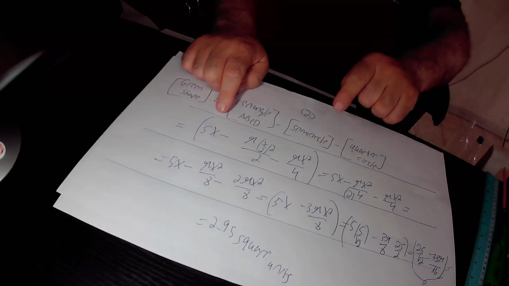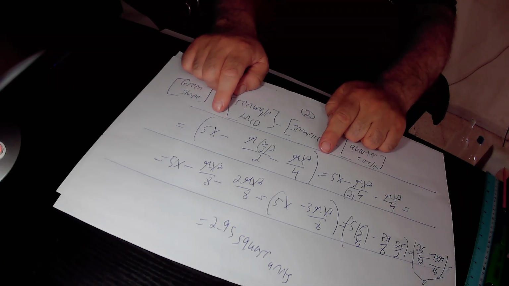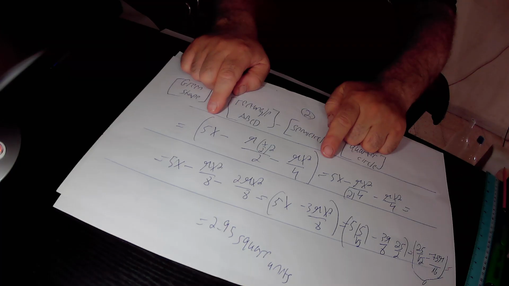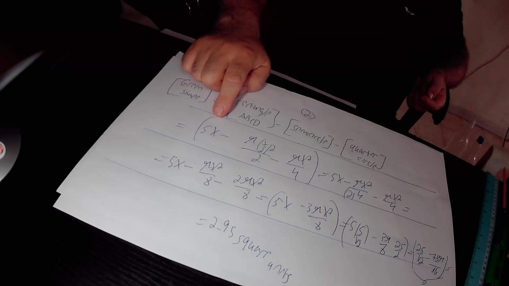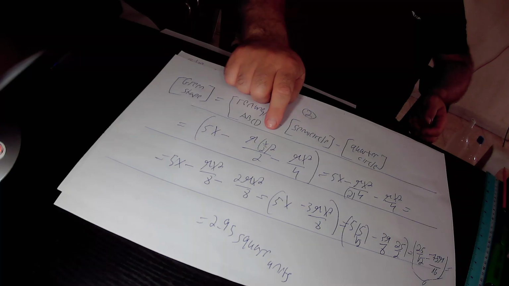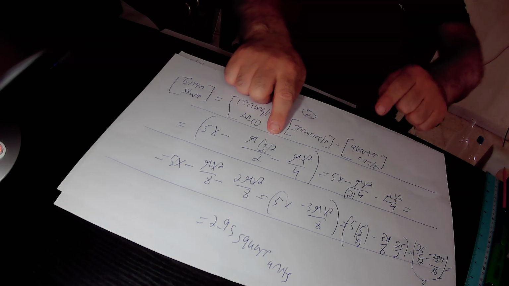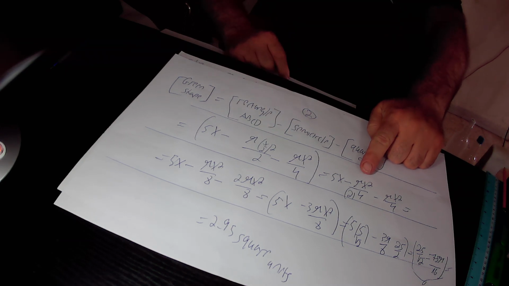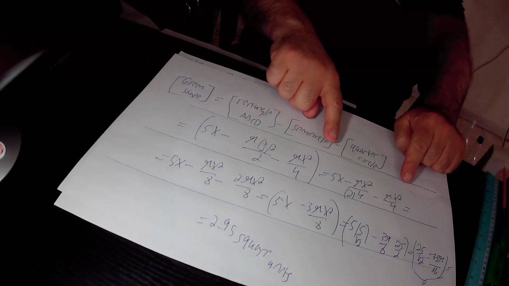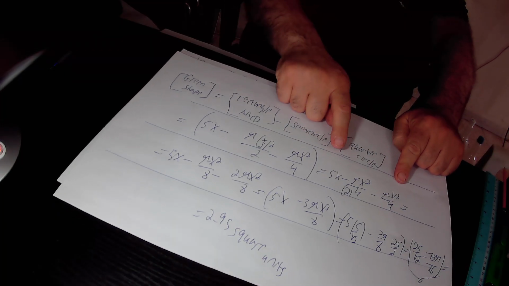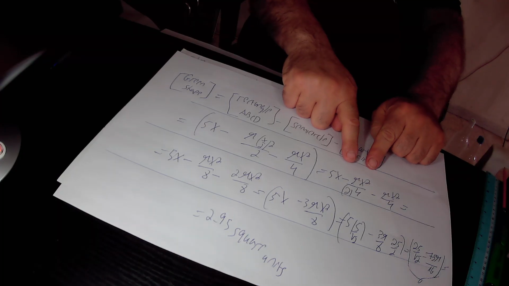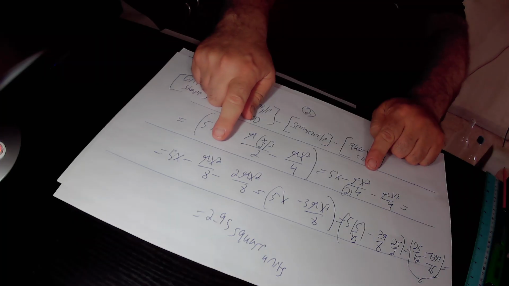So what is the value of the expression that is between those two brackets? We have here 5x, and minus pi times (x over 2) squared. X over 2 squared is x squared over 4. So this expression equals pi x squared over 4 times 2, minus pi x squared over 4. So it is 5x minus pi x squared over 8, because 4 times 2 is 8, minus pi x squared over 4.